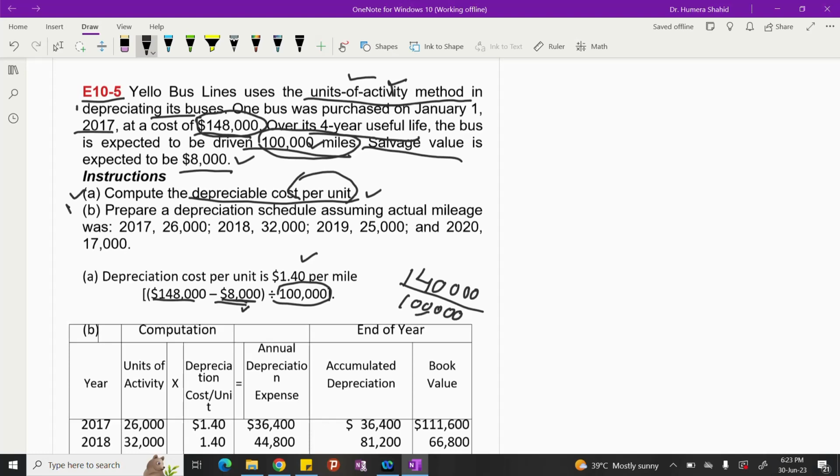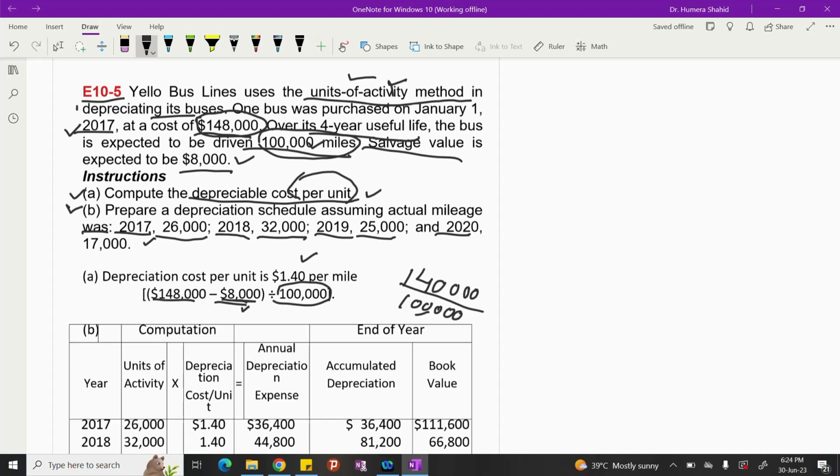So let's move on towards part B. It says prepare the depreciation schedule assuming that actual mileage was, so they gave us mileage, in 2017, which is the first year when you purchased the bus, it drove 26,000 miles. In 2018, it drove 32,000 miles. In 2019, 25,000 miles. And in 2020, 17,000 miles.